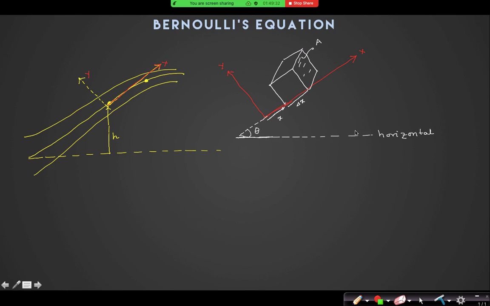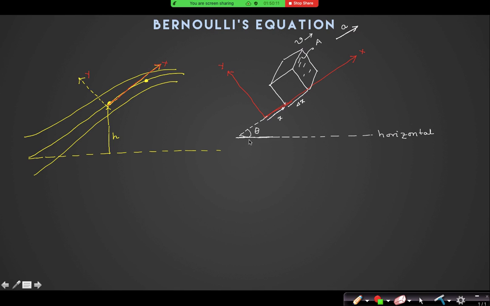Now, can you tell me what forces are acting on this fluid element? I am interested only in the x-axis, because the fluid element has a velocity along the x-axis. This is the tangent to the streamline, so the velocity is along this line. Acceleration is also along this line. It is moving with some velocity v along this line and may have acceleration along it too. So I will only draw the forces along this line.